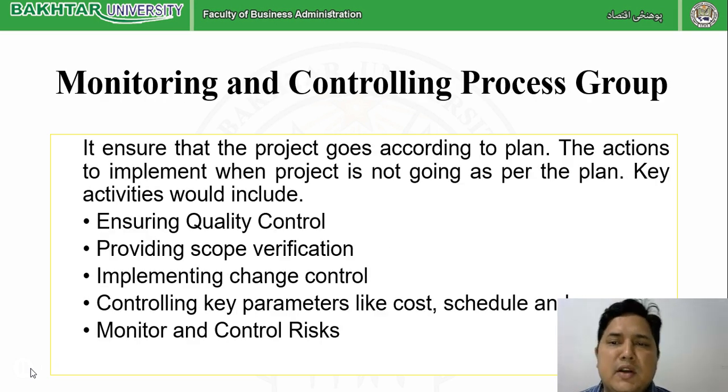Then the monitoring and controlling process group. You see, it is said to be next to executing, but sometimes we have completed all the things and then we start the monitoring and controlling. Sometimes during execution, when we finish one part of the action, we check. Then we complete the second part of the action, and we check again. That's why the project phases are also said to overlap.